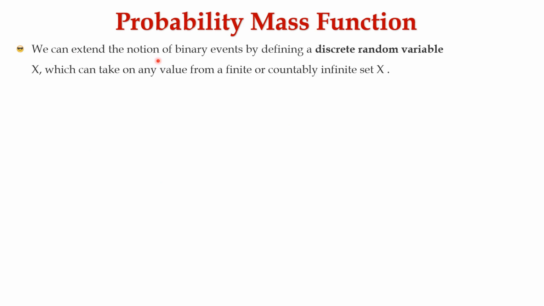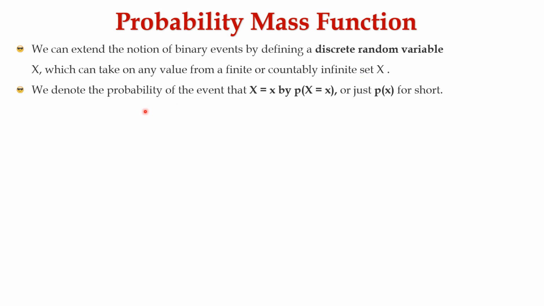We can extend the notation of binary events by defining the discrete random variable X, which can take on any value from a finite or countably infinite set capital X. We denote the probability of the event that capital X is equal to small x by P of capital X is equal to x, or just P of x for short. Here P of x is called a probability mass function or PMF.